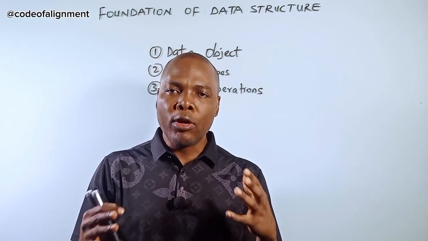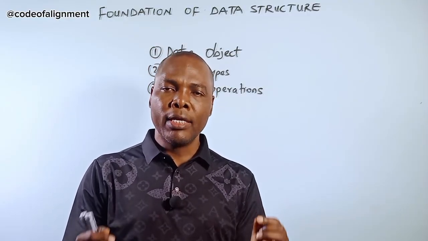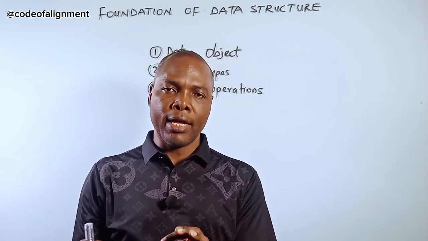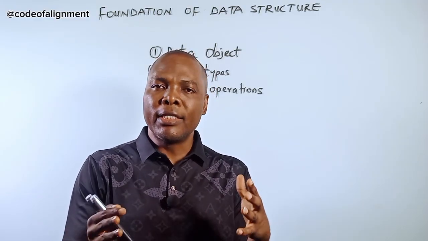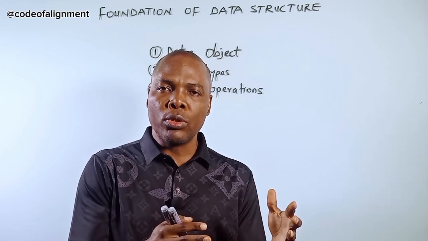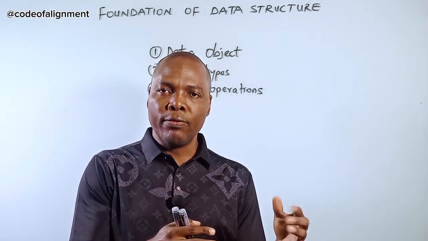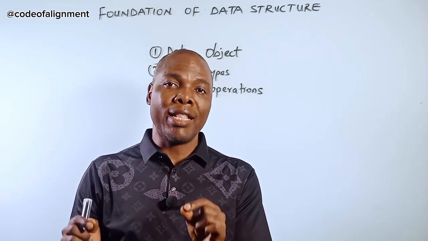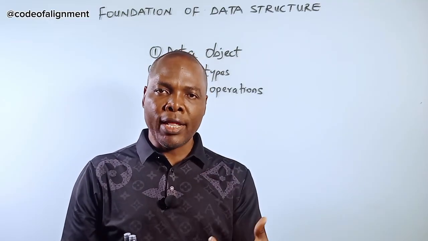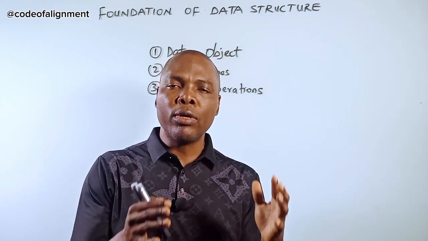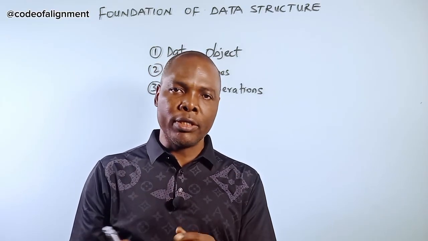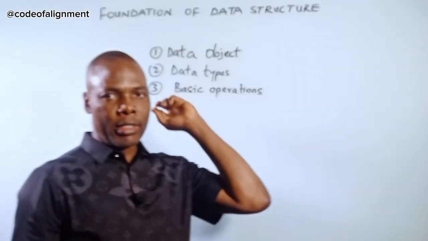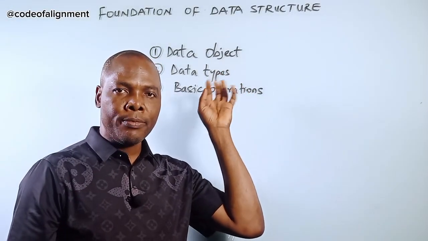Now, before a computer can solve a problem, the computer must first store and organize data, just the same way you store books in the library for easy access. So a computer must also store and organize data. This organization of data is basically what data structure and algorithm is all about. So what is a data object? That is the first thing we are going to look at.